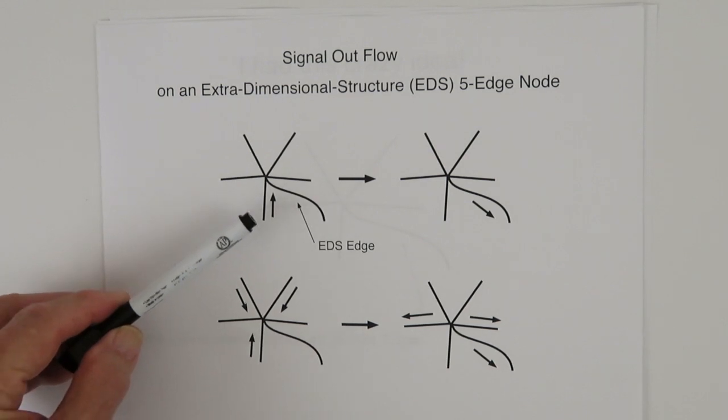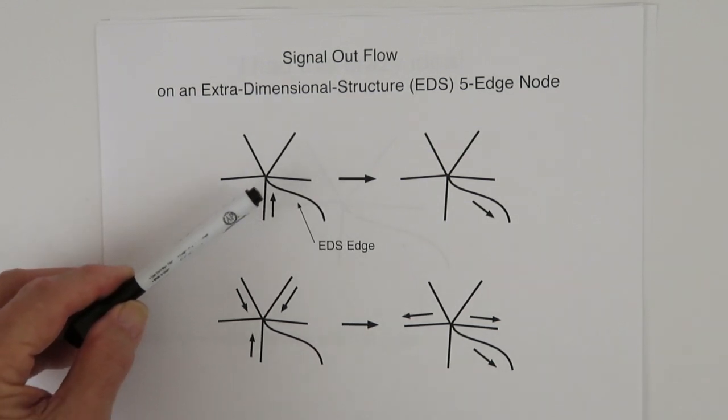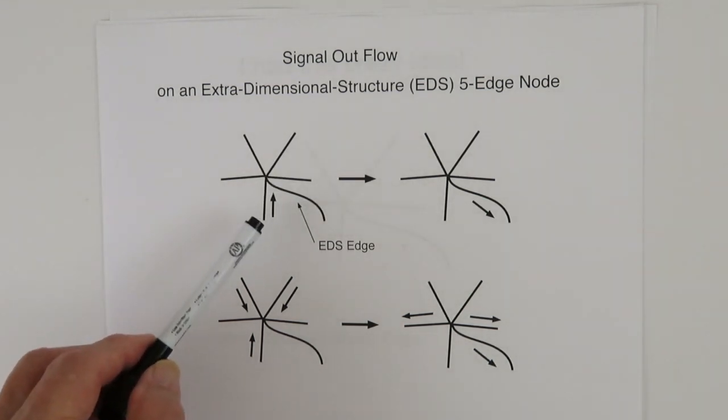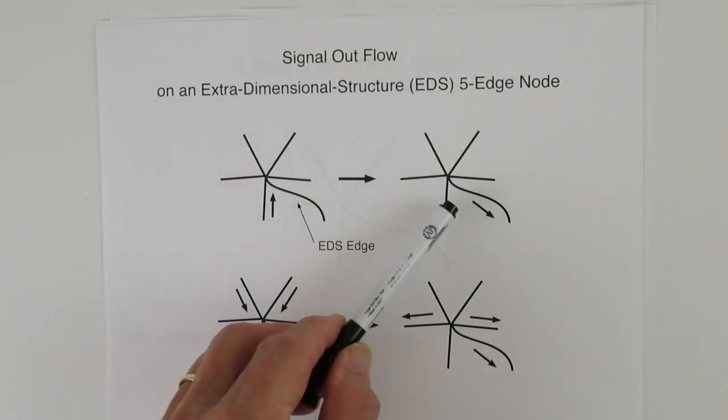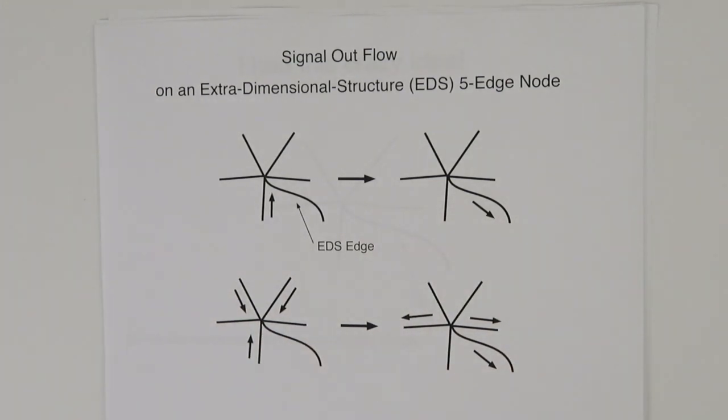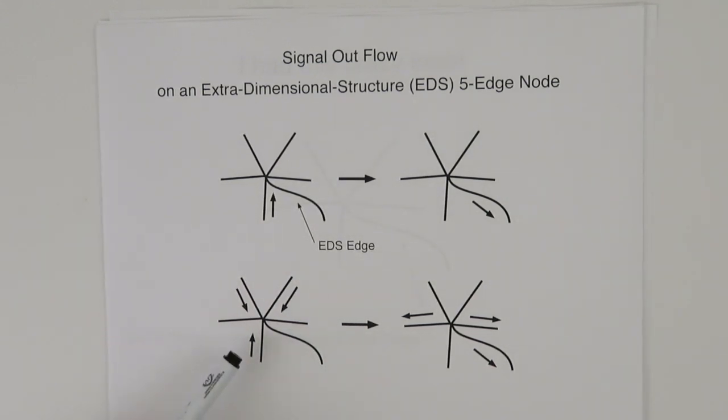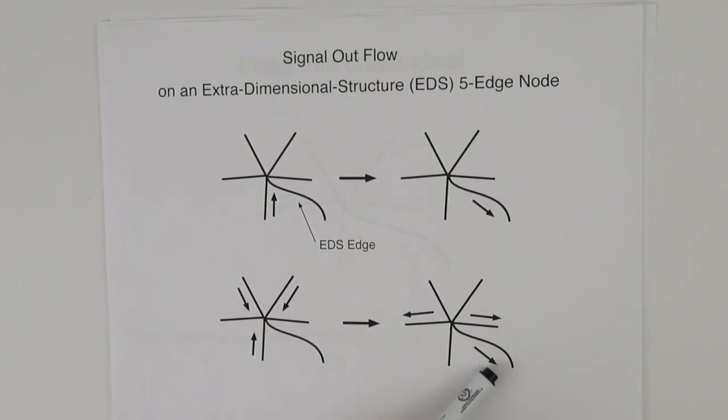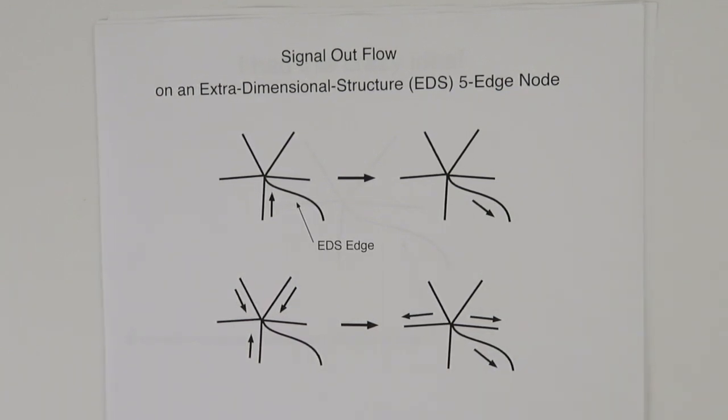So consider again the example of one signal approaching. Before, we didn't know which way the signal should go. But now we could say, for example, that the signal goes out on the extra dimensional structure edge. And that seems like a perfectly rational solution to this single signal approaching. Here in the case where we have three signals approaching, before we didn't know what to do with this except to turn it around. Now we can say, oh no, it'll simply go out on the extra dimensional structure edge, and the other two signals will flow in the fabric as before.